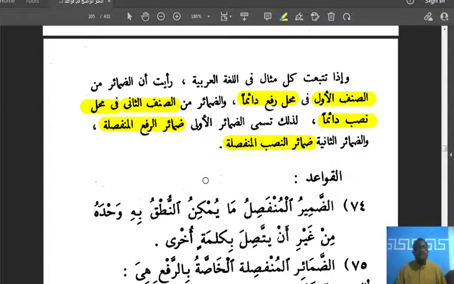I hope we understood this thing. So huwa, hiya, hum, huma, hunna, antum, anti, anta, antunna, antuma, antum. Those pronouns are ضمائر الرفع المنفصلة. When you come to iyaka, iyana, iyaya, iyahum, those are also ضمائر النصب المنفصلة. These pronouns don't come attached to another word.